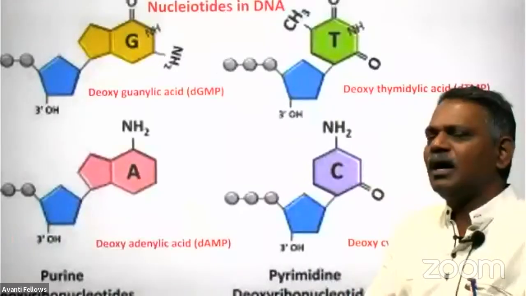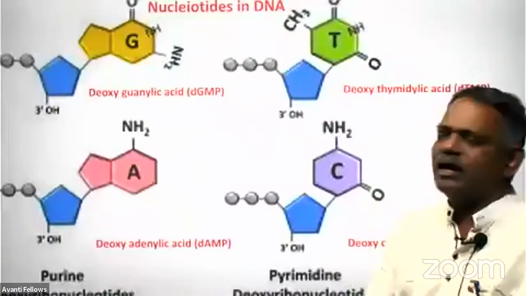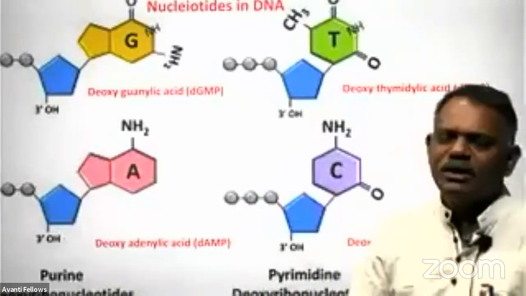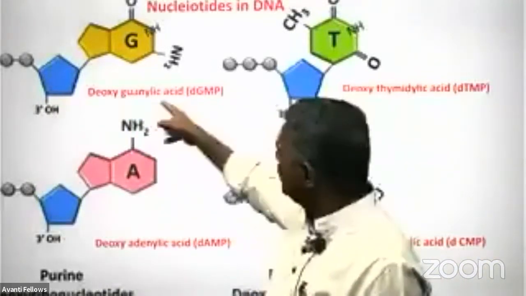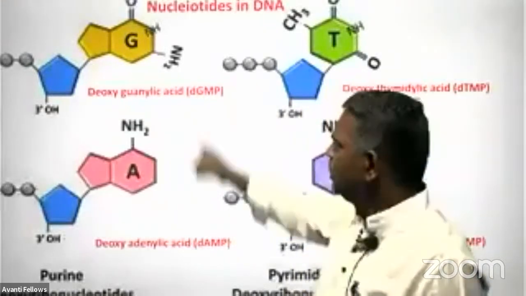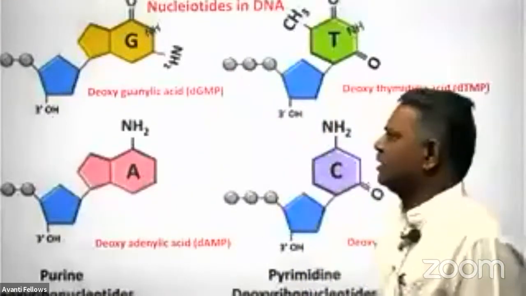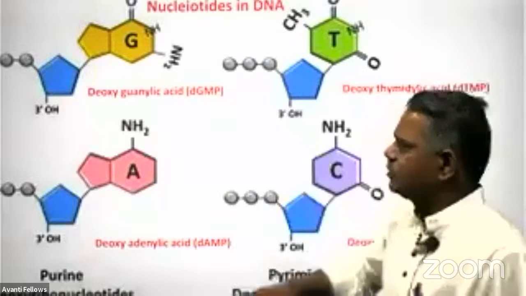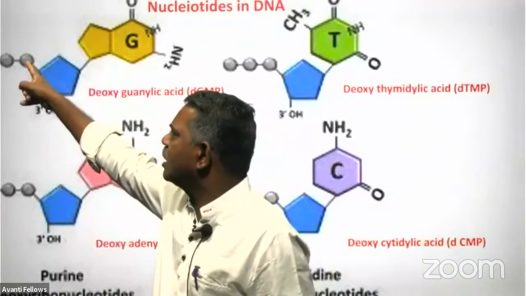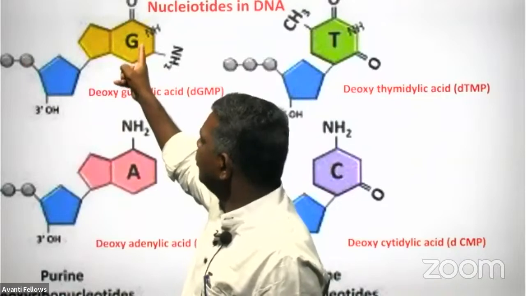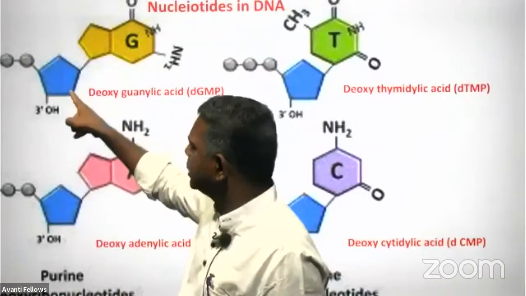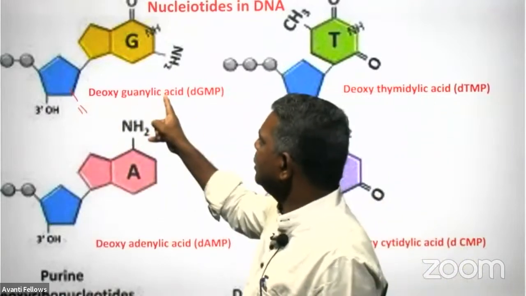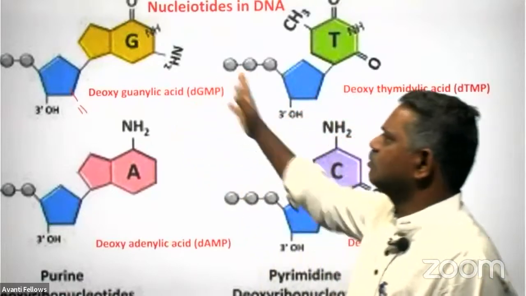Nucleotides in DNA. All the nucleosides of the DNA are connected to the phosphate molecule. So naturally, we get four types of nucleotides in DNA. First, deoxyguanylic acid, that is dGMP, deoxyguanosine monophosphate. The phosphate molecule is connected to the fifth carbon atom here. It has guanine, and it has deoxyribose sugar. Here we can find only H in the second position. So deoxyguanylic acid or deoxyguanosine monophosphate.